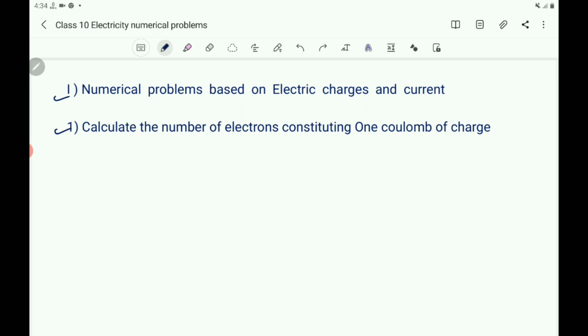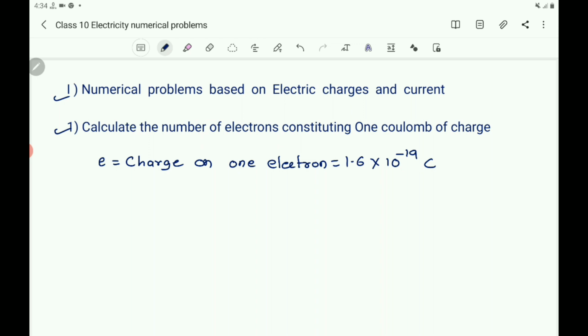You know the charge on 1 electron. So let us take e equals the charge on 1 electron. The charge of 1 electron, that you know, equals 1.6 into 10 to the power of minus 19 coulomb. That is the charge of 1 electron.